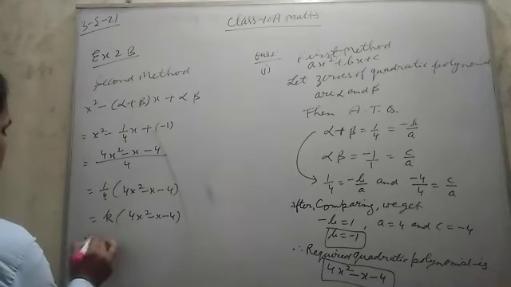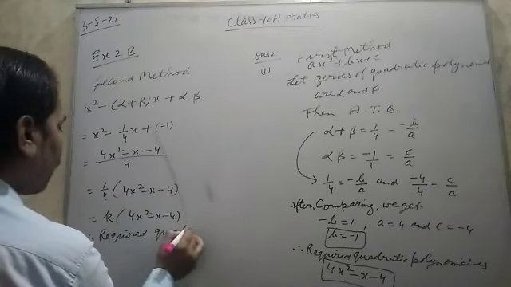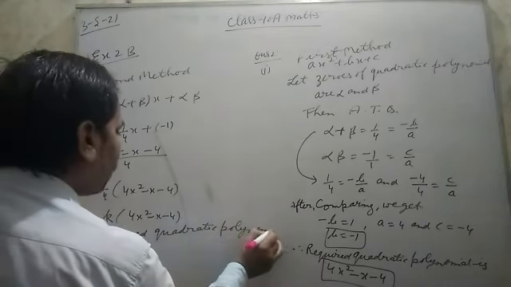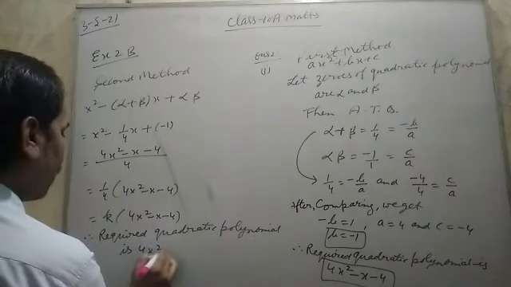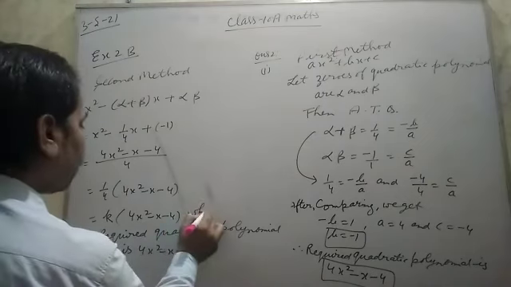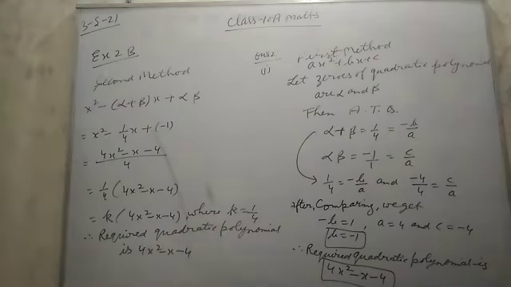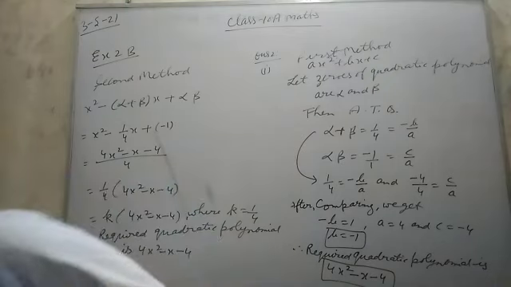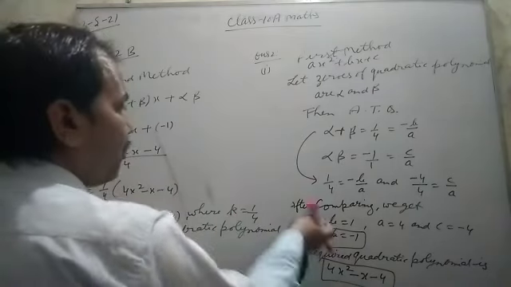So therefore the required quadratic polynomial is, without k, 4x square minus x minus 4. Here you can write where k is equal to 1 upon 4. So by both methods, I think both are easy. When you practice them, they will be easy. Okay. So the remaining parts you can also do like this.